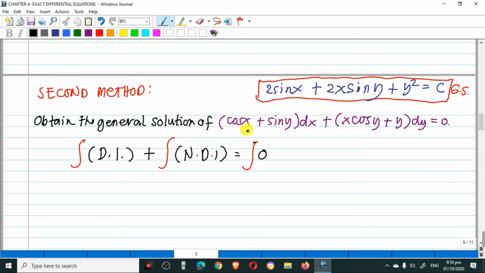So we have here cosine of x sine of y, multiply this by dx. So distribute muna natin ito lahat, yung lahat ng derivatives doon sa ating terms.